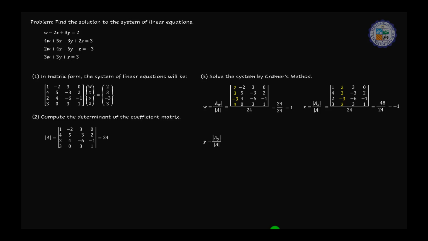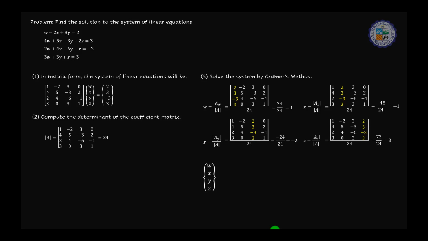Same goes with y, where we have to replace the third column because that column corresponds to the y column. Replace that with the vector of constants, and we find that the determinant is equal to negative 24, divided by 24, that's equal to negative 2. And the same with z. This time we will be replacing the fourth column with the vector of constants, and that's equal to 72 over 24, which is equal to 3.